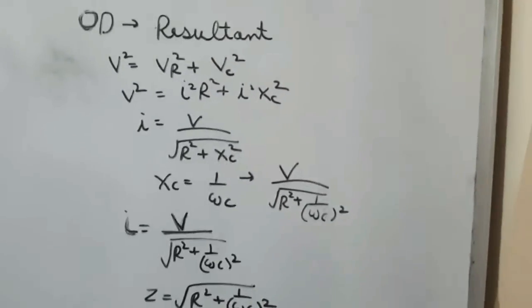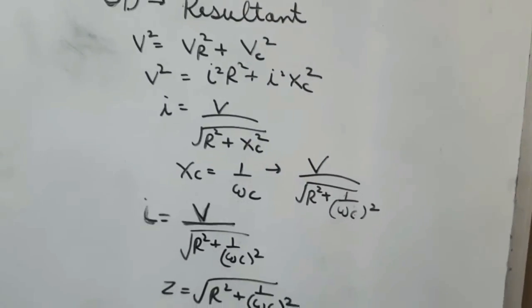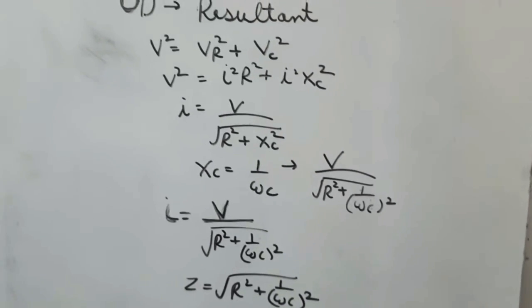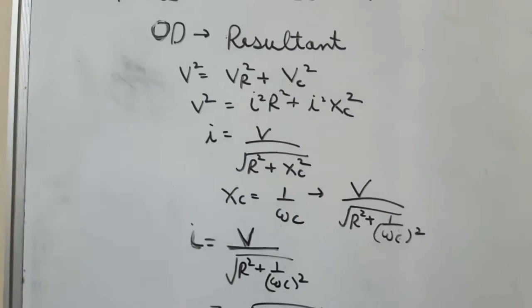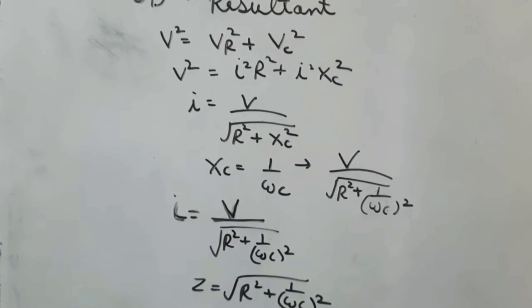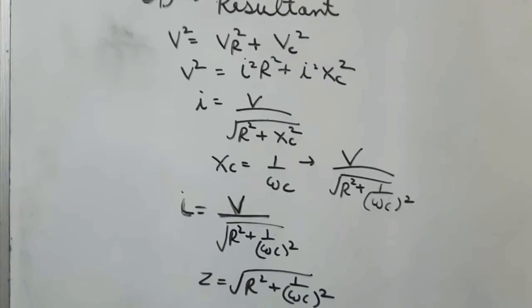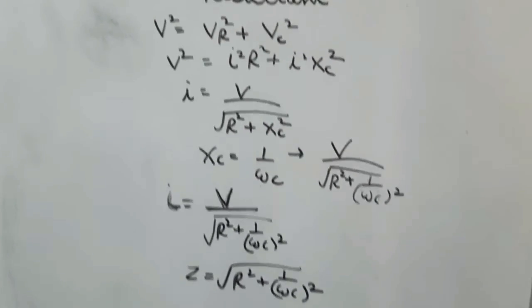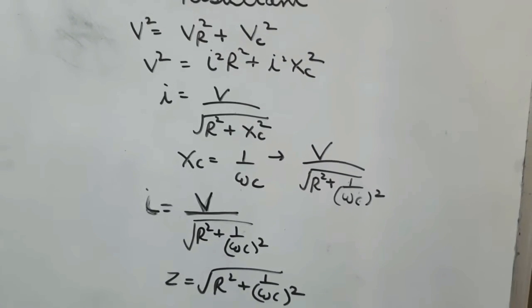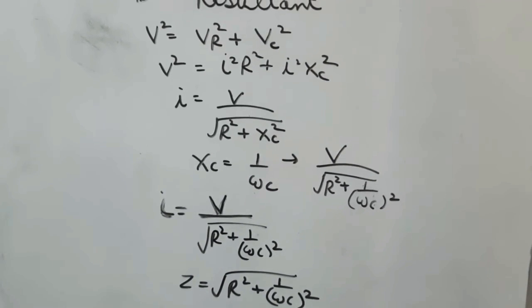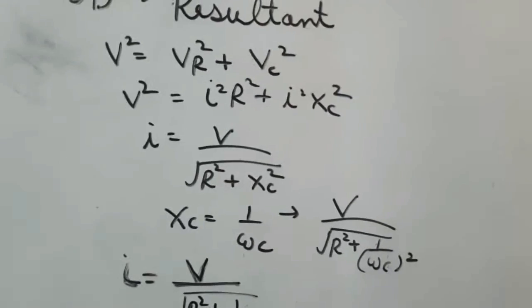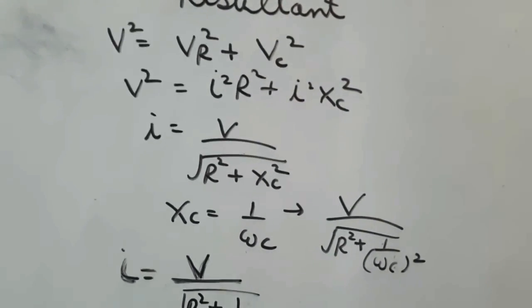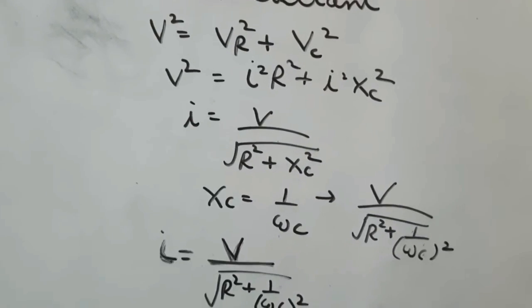So the resultant will be V square is equal to VR square plus VC square. And where did this come from? We know the value of the resultant V is equal to under root of VR square plus VC square plus 2 VR VC cos 90. The value of cos 90 is 0, so we will have V is equal to under root VR square plus VC square, and when we square on both sides we get V square is equal to VR square plus VC square. Now what is the value of VR? The value of VR is IR, so we have I square R square, and the value of VC is I into XC.